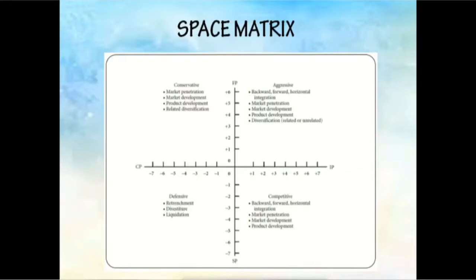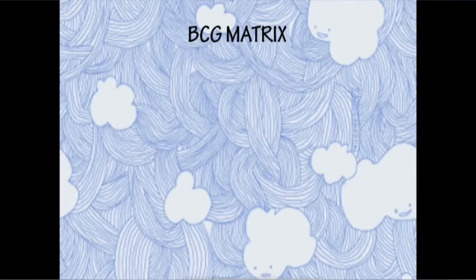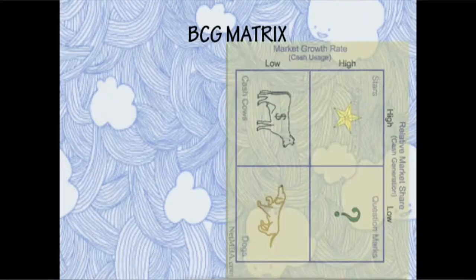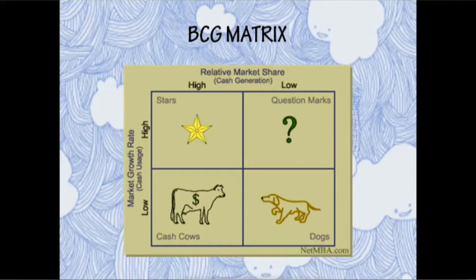The next matrix is the BCG matrix. The BCG matrix graphically portrays differences among divisions in terms of relative market share position and industry growth rate. Quadrant 1 has a low market share position yet competes in a high growth industry. Quadrant 2 has the best opportunities for growth and profitability. Quadrant 3 has a high market share position but competes in a low growth industry. Quadrant 4 has a low market share position and competes in a slow growth industry.